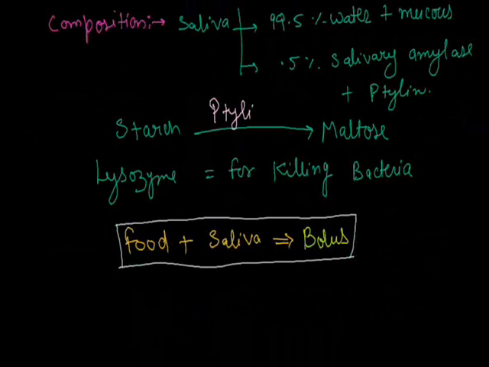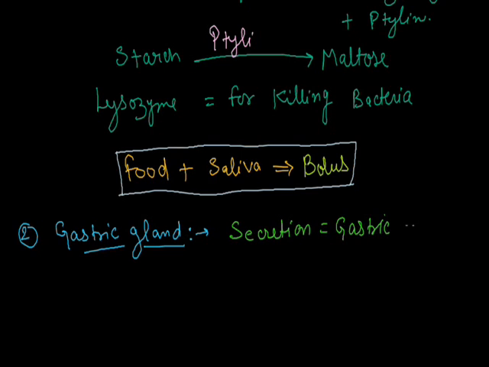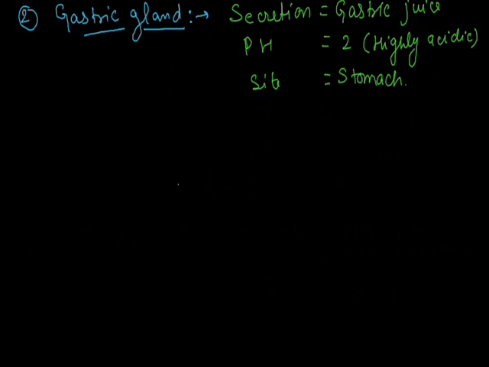Now, second is the gastric gland. The secretion of the gastric gland is gastric juice. The pH of gastric juice is 2, so we can say highly acidic. The site of action is the stomach. Now we will talk about the types of gastric gland.